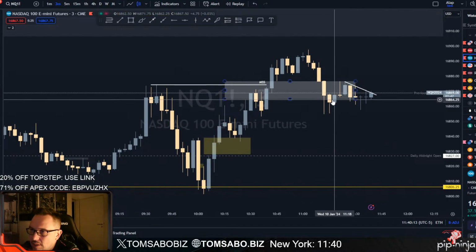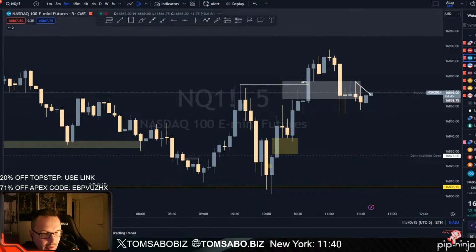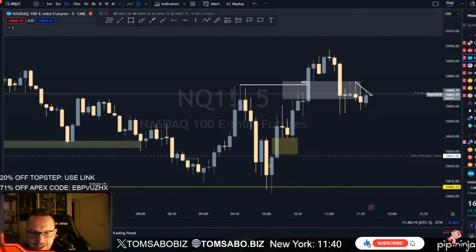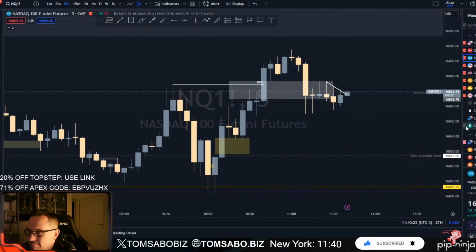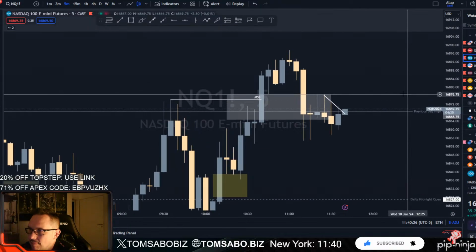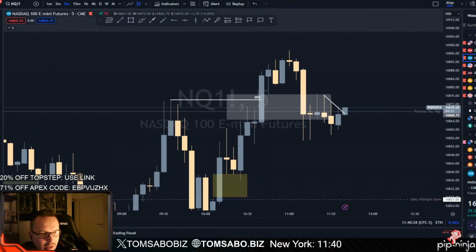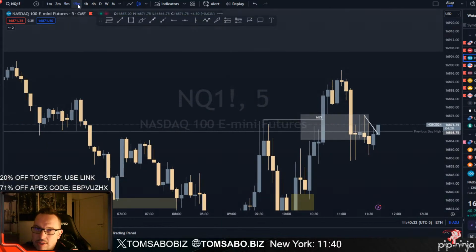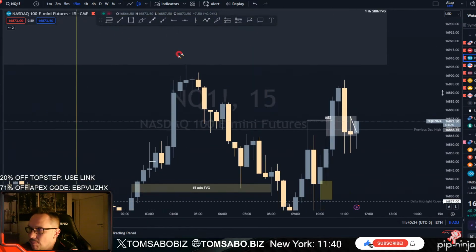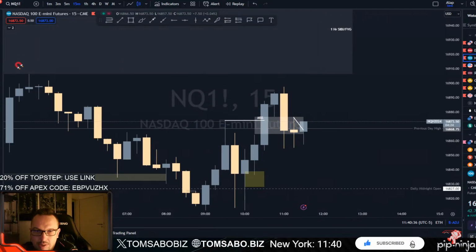Well, let's look at the 5 minute for a quick second. I suppose there are some signs that we can go long, but we are inside of the 15-minute bullish breakers, so potentially it can continue to go higher. So, and there you go.